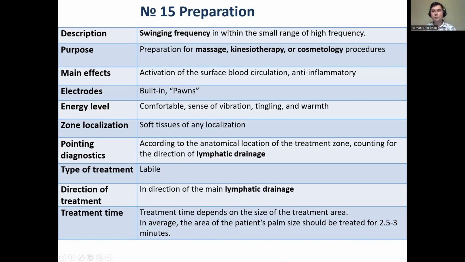Number 15, preparation. Now we enter the small group of presets which are intended for physiotherapy, sports, massage, and myostimulation. So this particular preset is a swinging frequency with very, very small range in high values. And it is great for massage, kinesiotherapy, or cosmetology procedures if we're working on small facial muscles using, for example, the double cosmetological electrode or pencils.